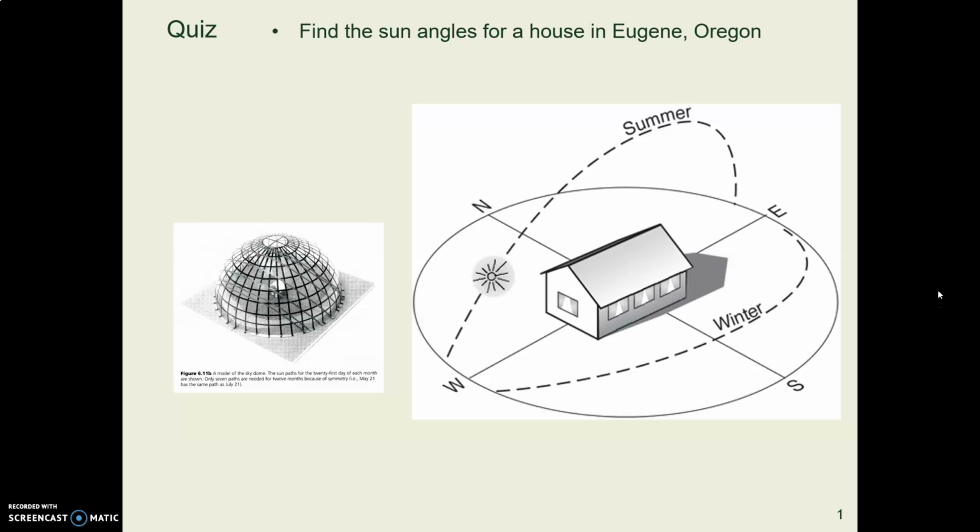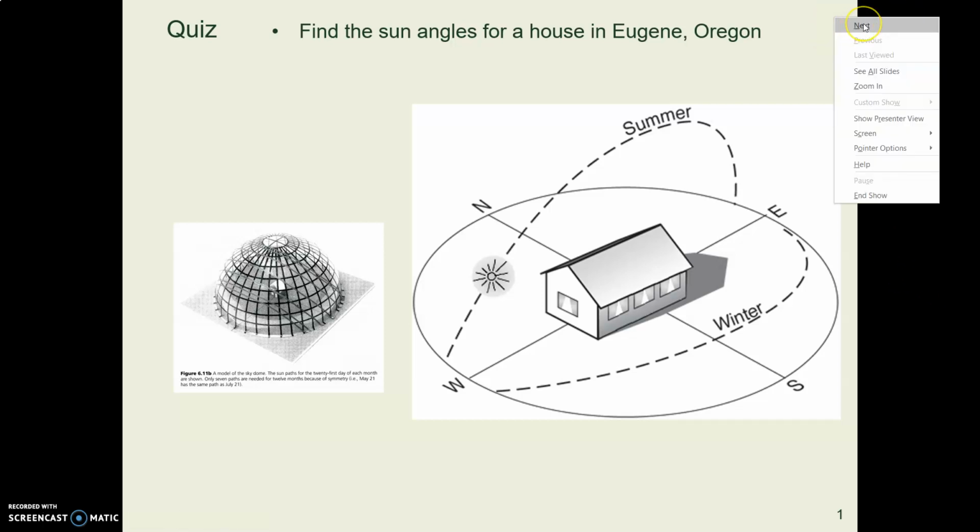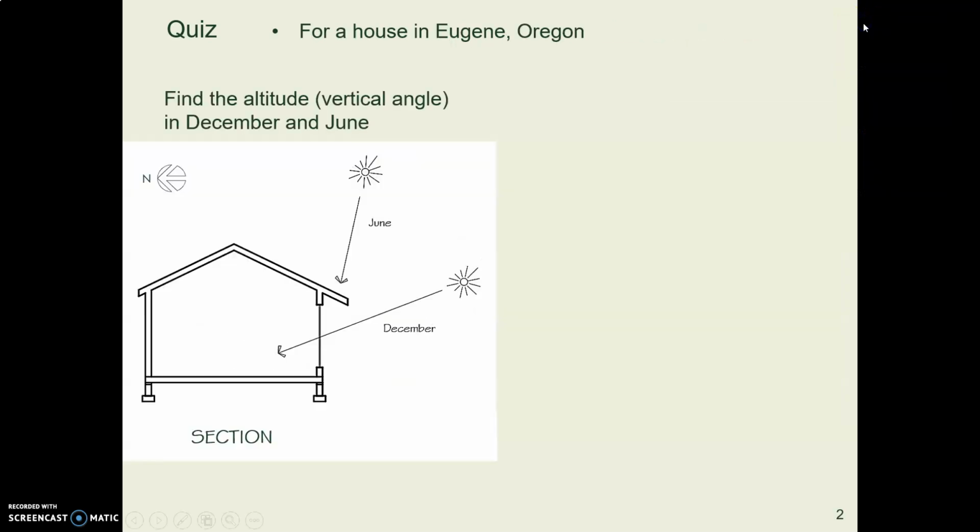And you're thinking about passive solar heating. So let's use our sun angle diagram to figure out the sun angles. And first we want to know what altitude, how high do the sun's rays come into the house. So here's a section through the house. There's our window on the south side.